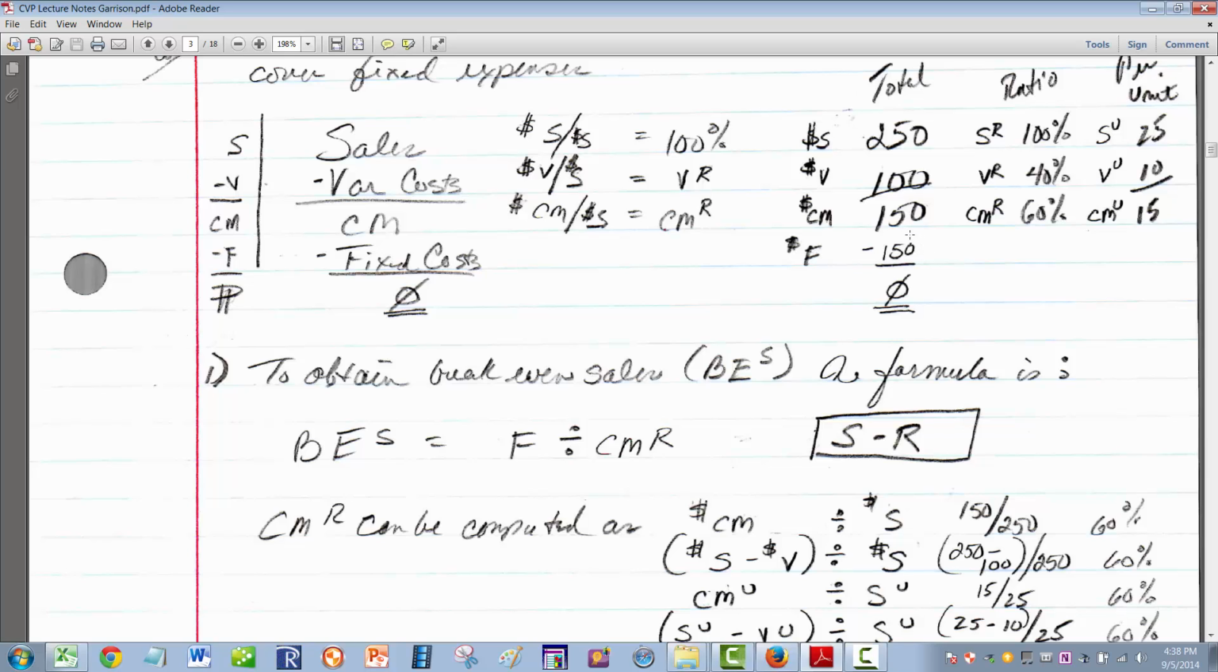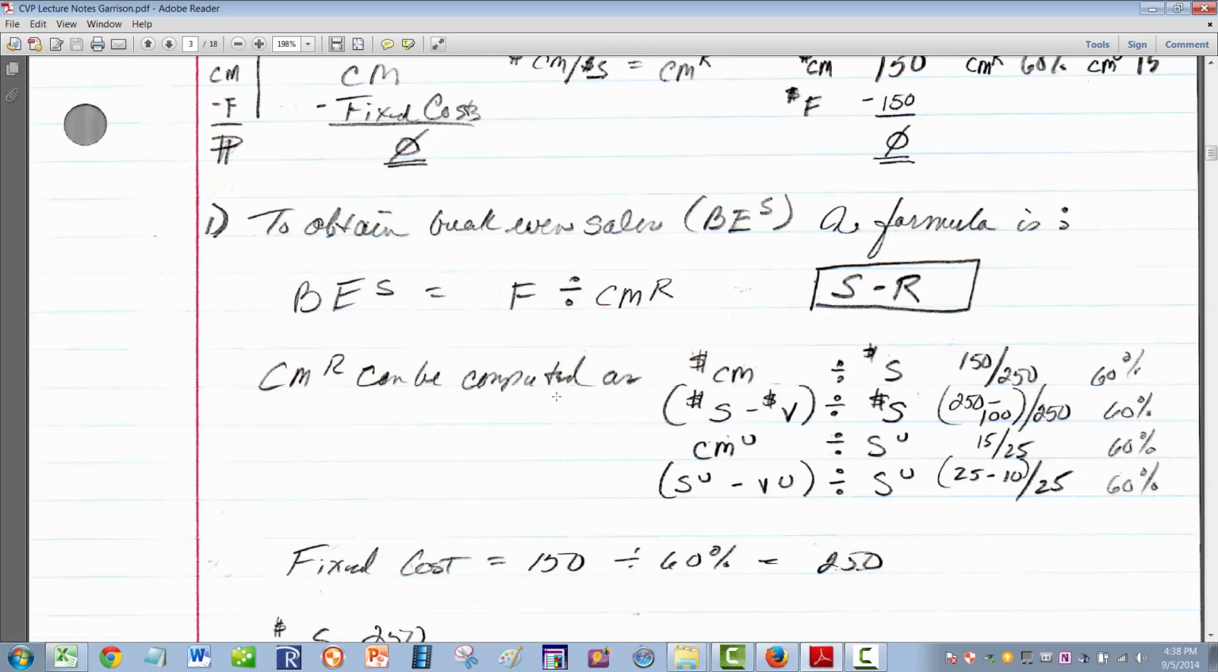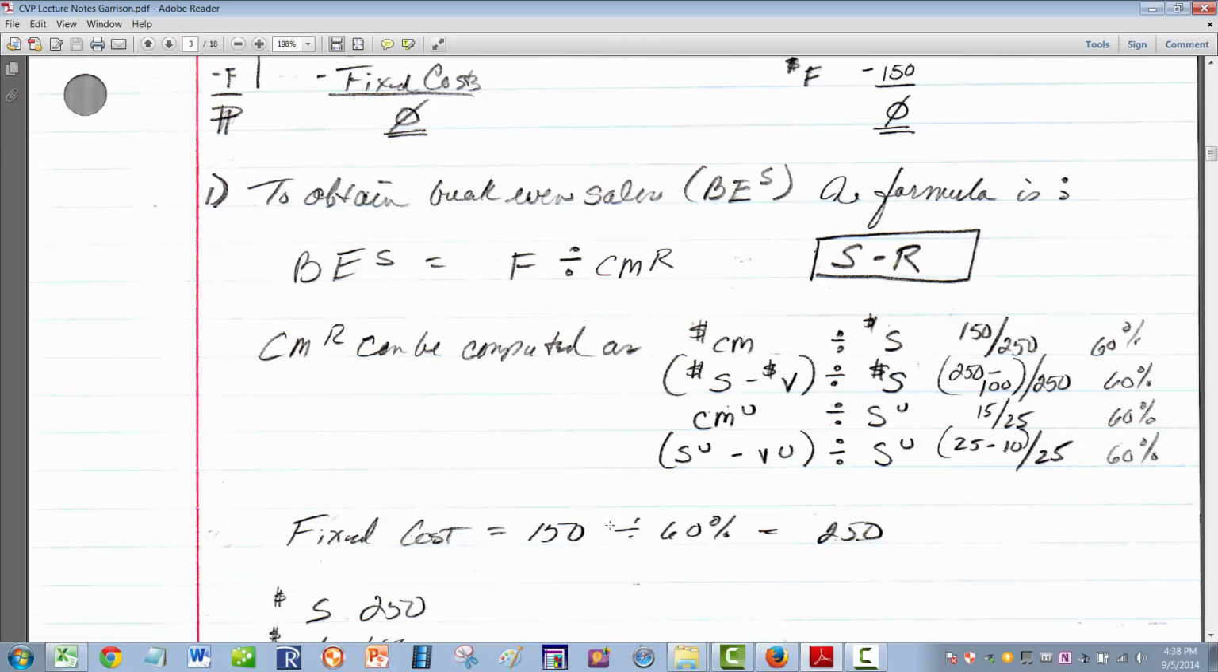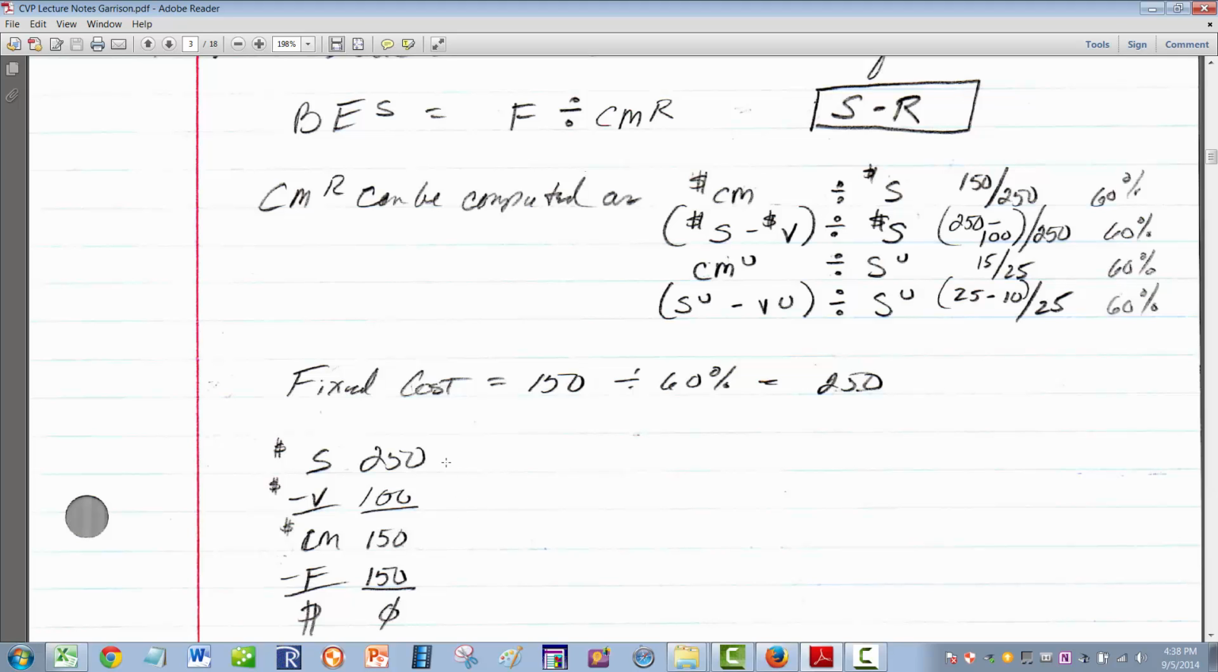So our fixed costs were $150. Our contribution margin ratio was 60%. So let's look at $150 divided by 60%, which equals $250. So let's prove that we've got that correct. $250 minus the variable costs, which are 40% of the $250, means there's a contribution margin of $150 from which we're going to deduct our fixed costs, and we can see that we break even.